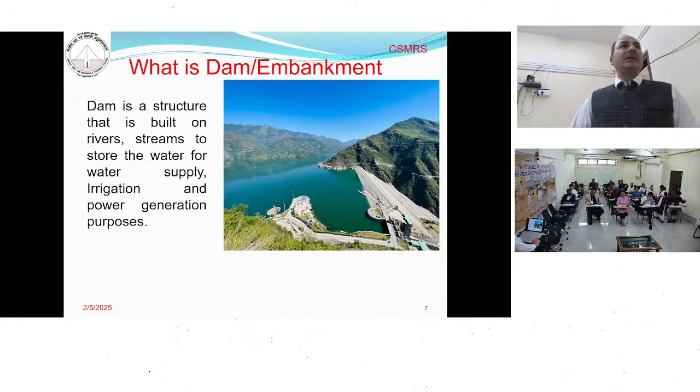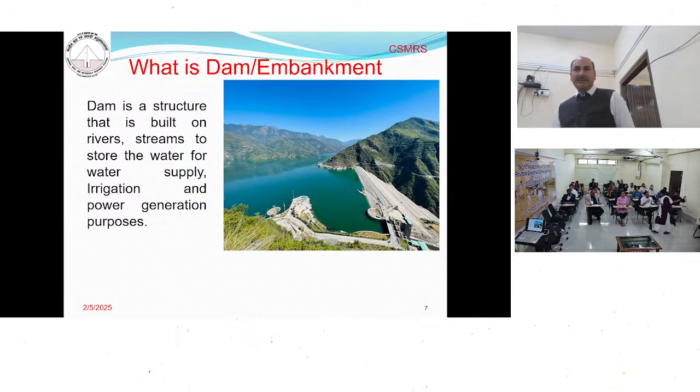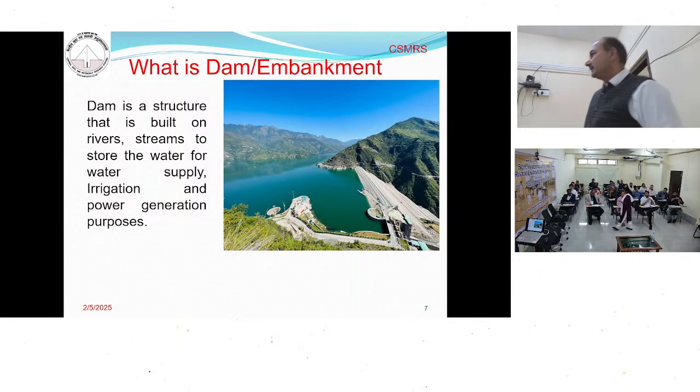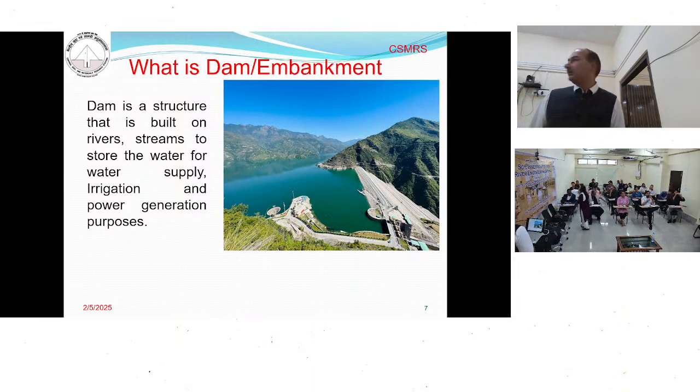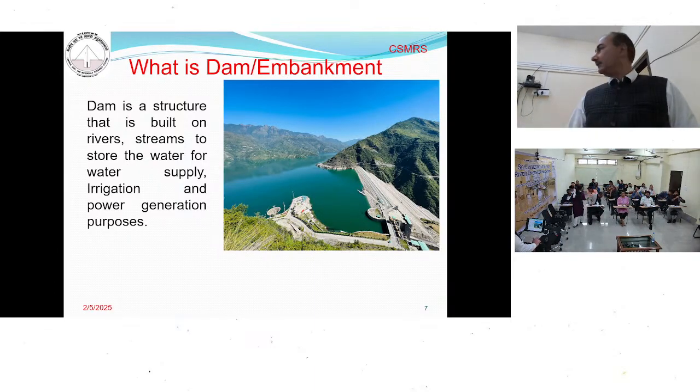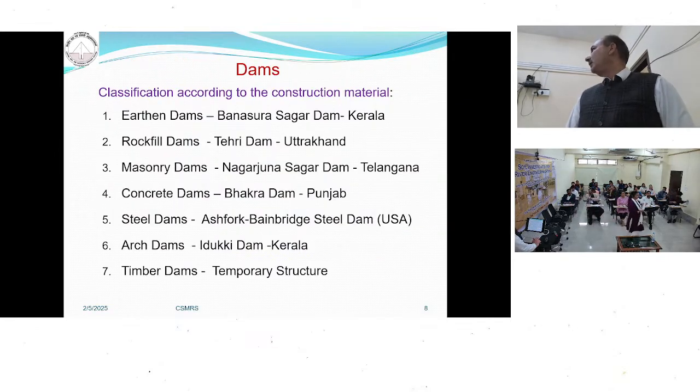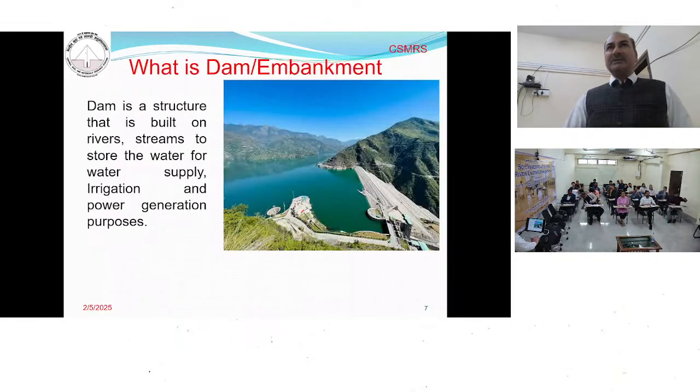This is a picture of a typical dam, the Tehri Dam. In the previous lecture, sir has discussed the Tehri Dam at length. So basically, what is a dam? A dam is a structure that is built across a river to store water, which is used for different purposes, either irrigation, water supply, power supply, and so on.